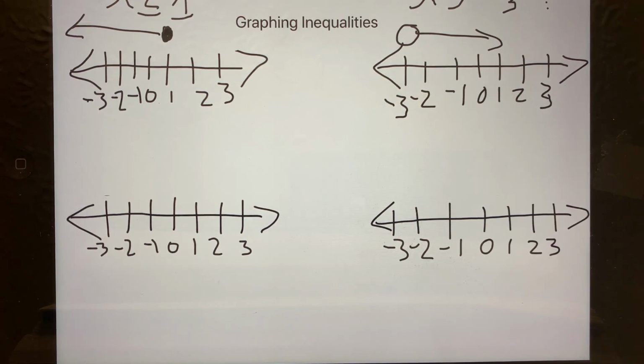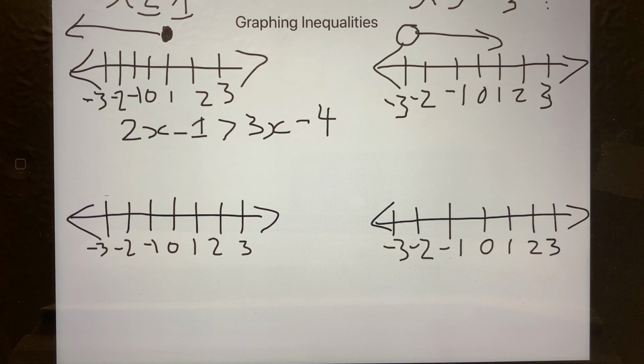Now let's look into a little bit tougher one, alright? I'm gonna put in an inequality. We're gonna have to solve it and then graph our answer. So let's say we have 2x minus 1 is greater than 3x minus 4.